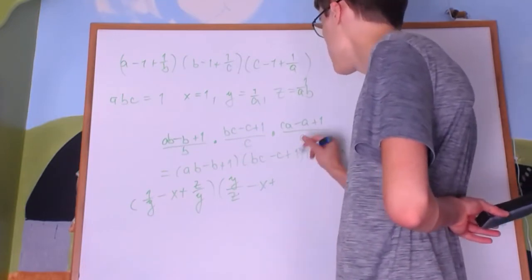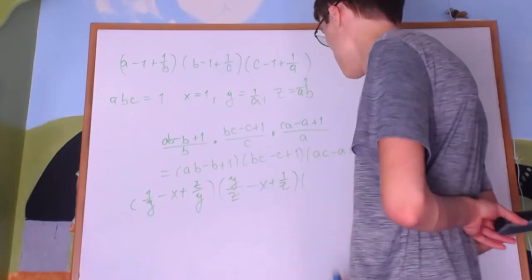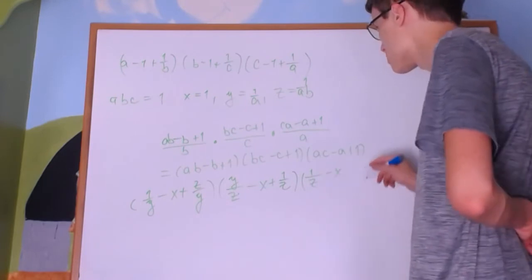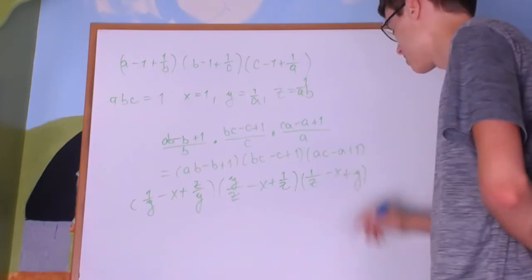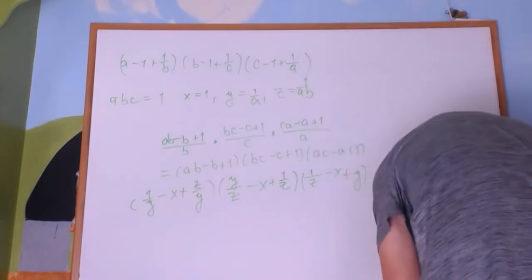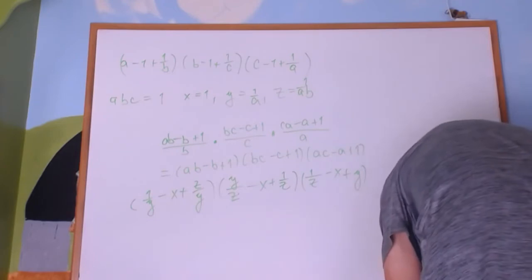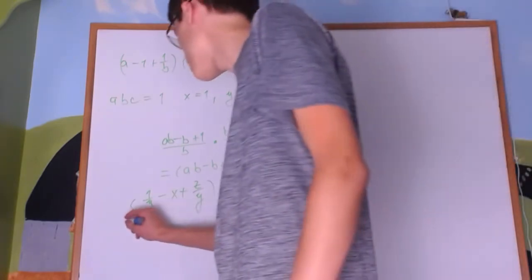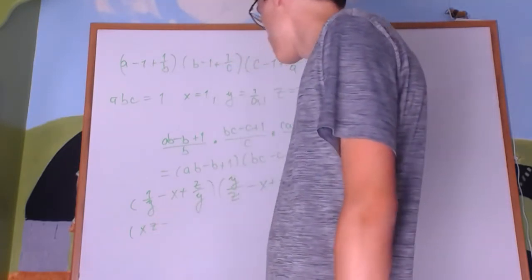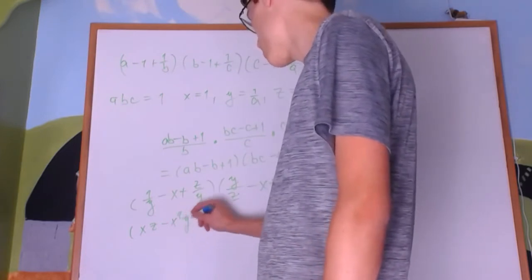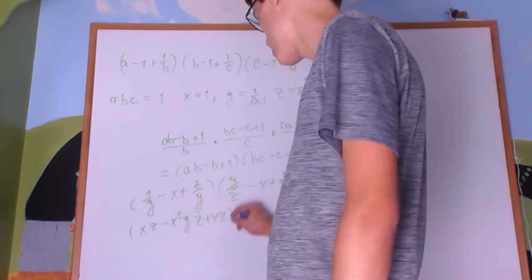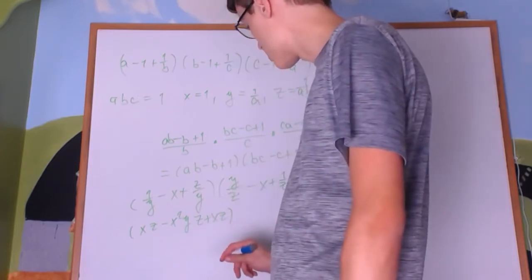How do I get c? It's just 1 over z. And then 1 over z minus x plus y. Alright. How does this help? And multiply everything by x, y, z. Alright. xz minus x squared yz plus xz. 2 xz's.